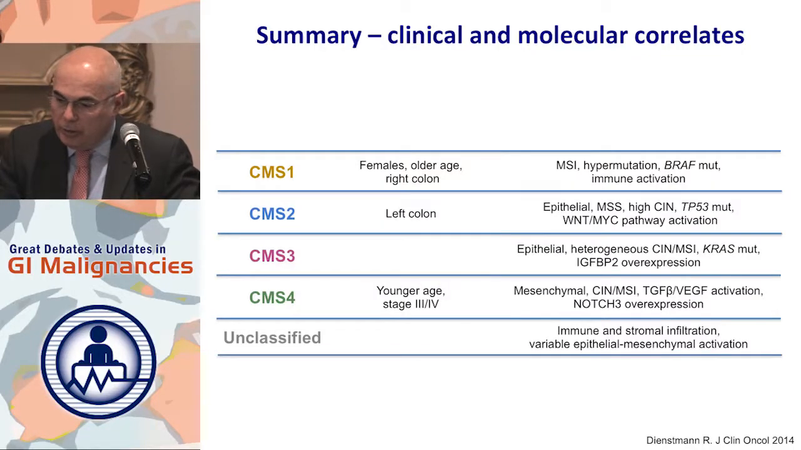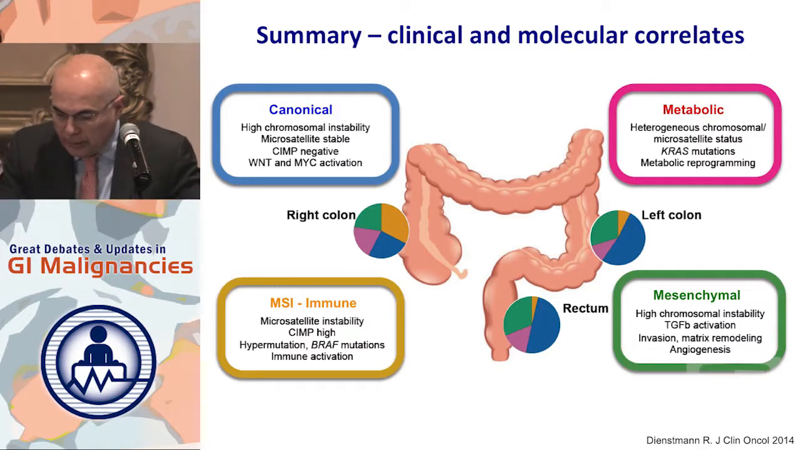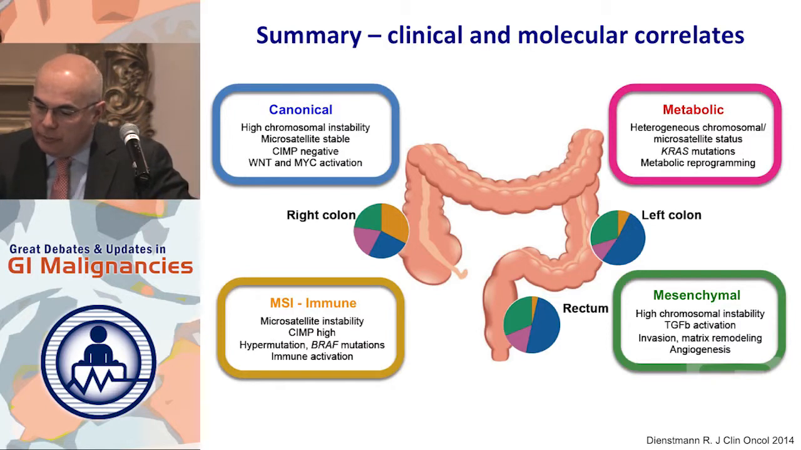metabolic characteristics at the phenotypic level. And finally, the mesenchymal one, as you can see, this is a subgroup highly correlated with mesenchymal activation, angiogenesis, also TGF-beta activation. So basically, as a summary, you have a table like this where you can compile all the clinical characteristics and all the genotypic characteristics. So just to summarize, with the MSI immune, we have seen that these tumors are more located in the right side.